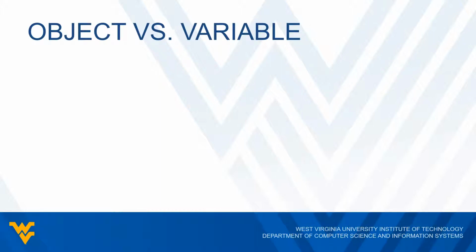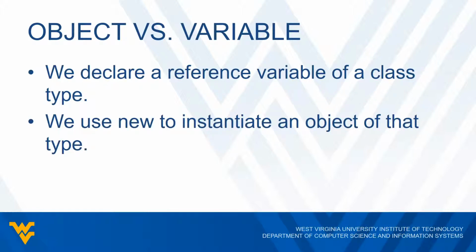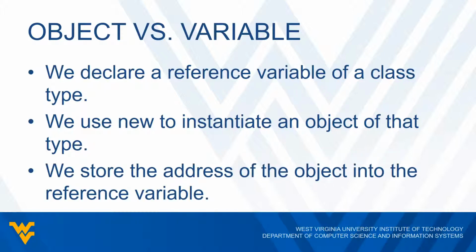So how are objects and variables different from each other? There are some key differences. We declare a reference variable of a class type, and then we use the new operator to instantiate an object of that particular type. And then we store the address of the object into the reference variable. So an object is not a variable. The only thing that makes them similar is that we have some memory set aside and we store some data in there. But how we access that data is different.